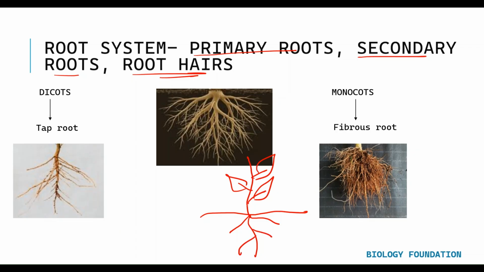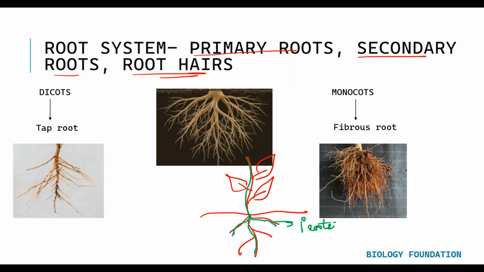Now try to understand. The primary root is the root that develops from the base of the stem. Now see, this is your stem. We all know this is the stem. At the base of the stem, you can see that roots have developed, right? This is one root, this is the other root. These roots are known as primary roots. Primary roots basically arise from the base of the stem.